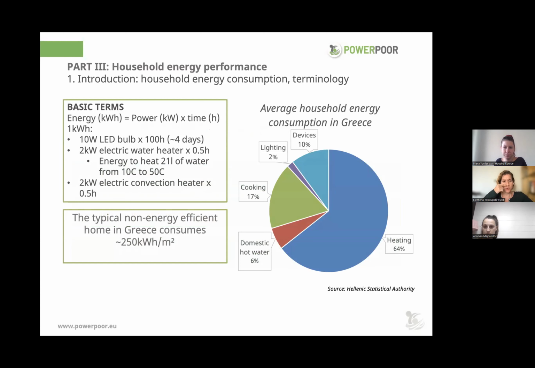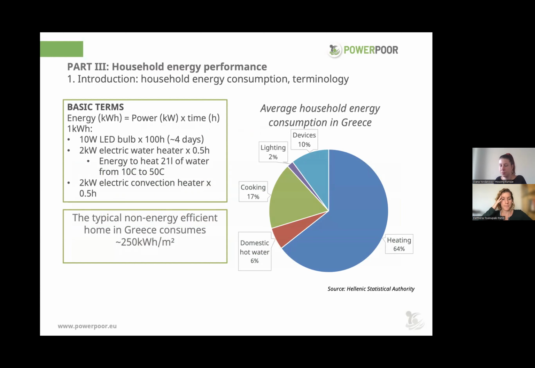All of us are more or less accustomed with the term kilowatt hour, which is used when talking about energy. So 1 kilowatt hour technically is the energy needed to heat 21 liters of water from 10 degrees to 50 degrees Celsius. To consider how much 1 kilowatt hour is, an electric convection heater with a resistance of about 2 kilowatt, if used for half an hour, will have an energy consumption of 1 kilowatt hour.